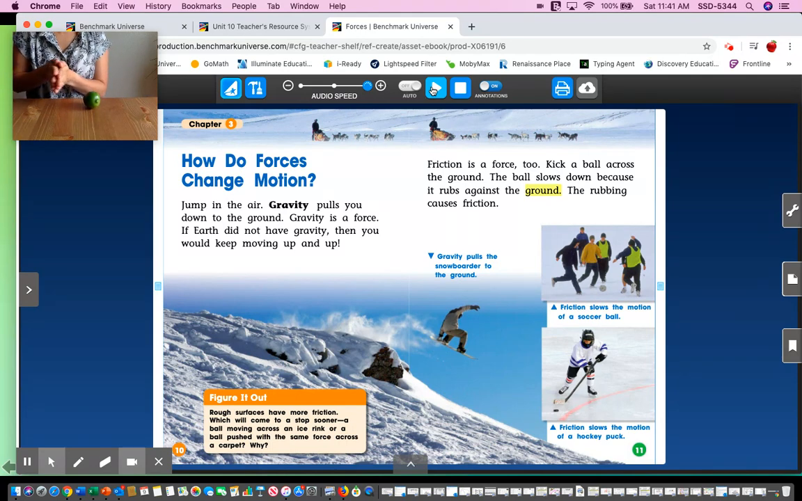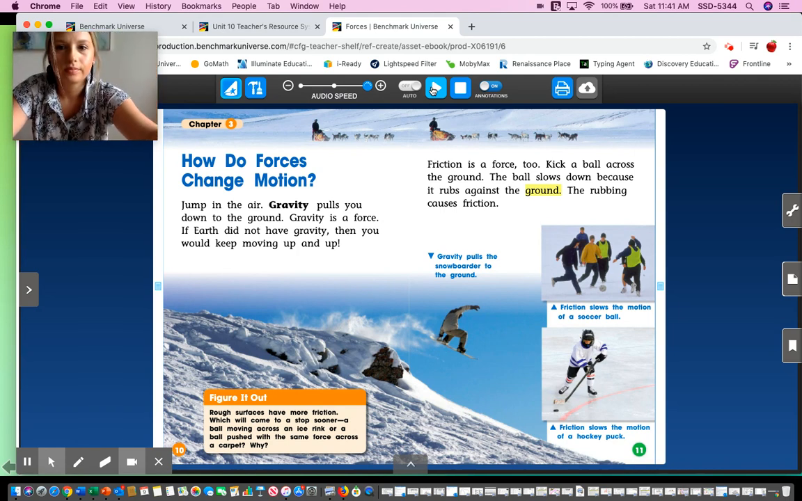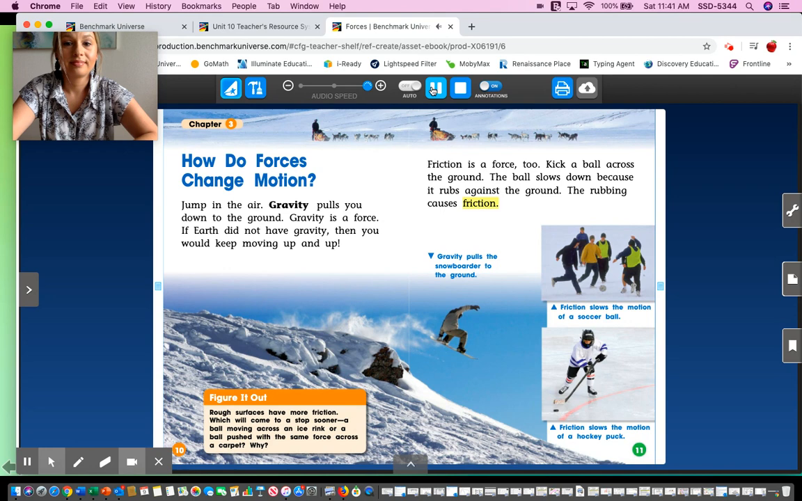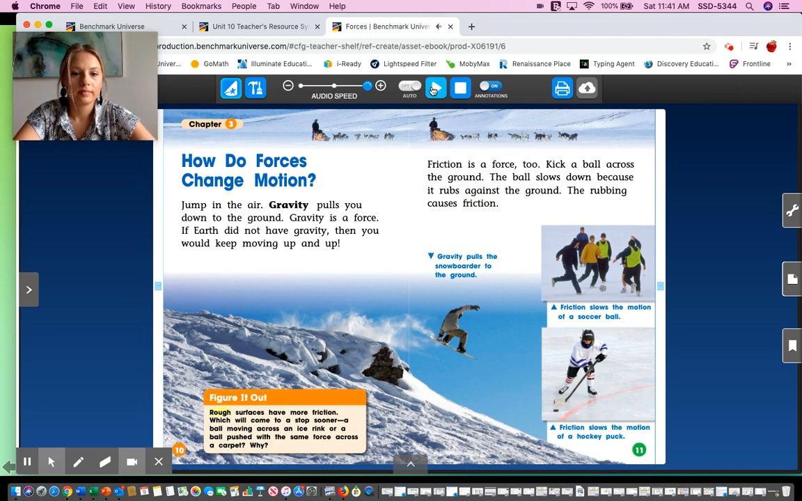This table slowed it down because of friction. The rubbing causes friction. Figure it out. And now we're down here in this little text box. Rough surfaces have more friction. Which will come to a stop sooner? A ball moving across an ice rink or a ball pushed with the same force across a carpet? Why? So that's saying rough surfaces actually make more friction.